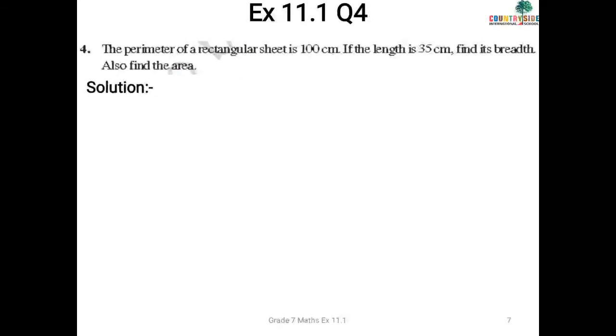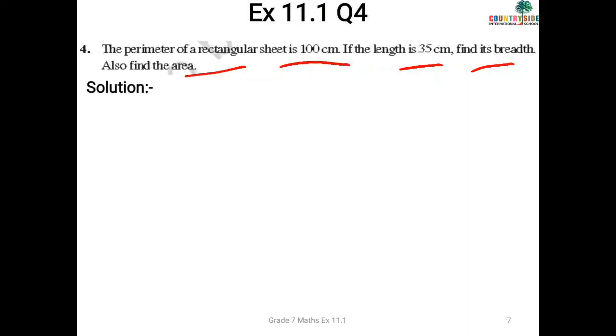That's it. Now question number 4: the perimeter of a rectangular sheet is 100 centimeter. Perimeter is given to you, length is 35, find the breadth and area. Again a similar type of question. Perimeter is given, length is given. So from this we will find our breadth.